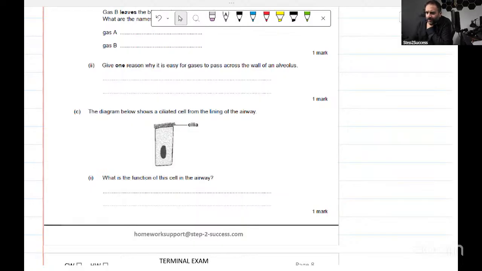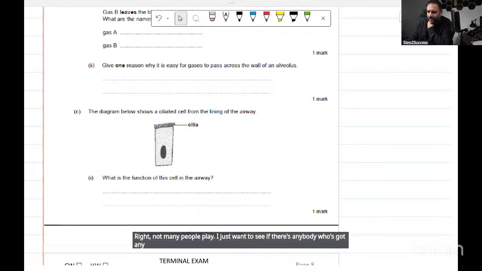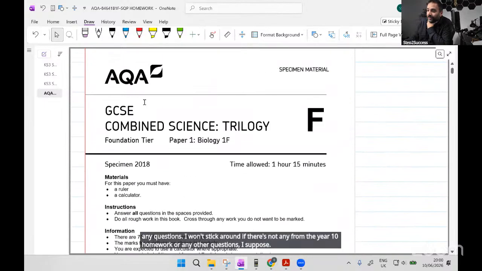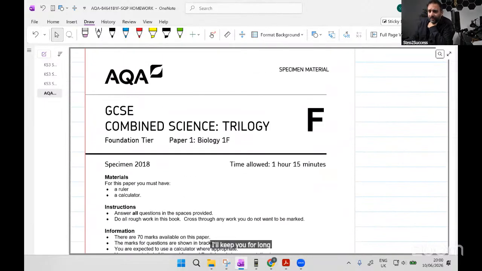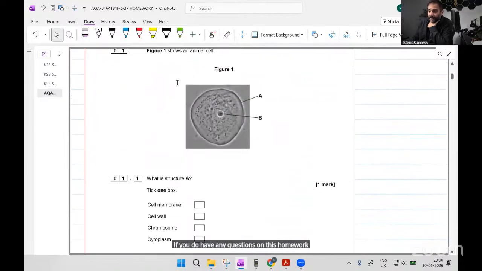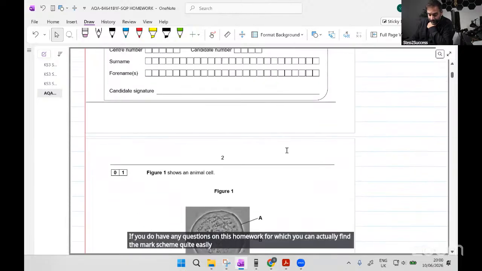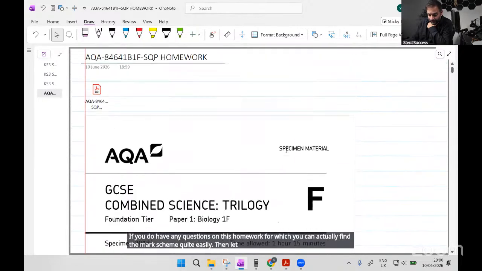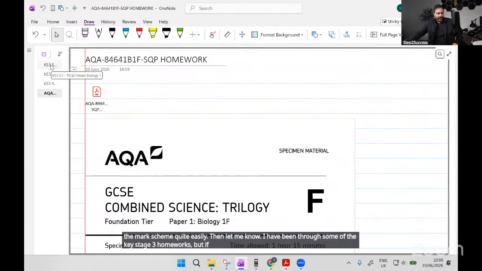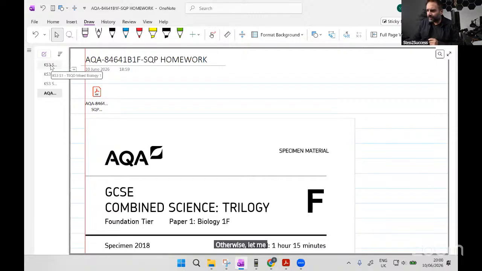Right, not many people here. I just want to see if anybody's got any questions. I won't stick around if there aren't any from the year 10 homework, or any other questions. I won't keep you for long. If you do have any questions on this homework, for which you can actually find the mark scheme quite easily, then let me know. I have been through some of the Key Stage 3 homeworks, but if you do have any questions from that, then let me know. Otherwise, let me know if there are any questions from the year 10 homework.